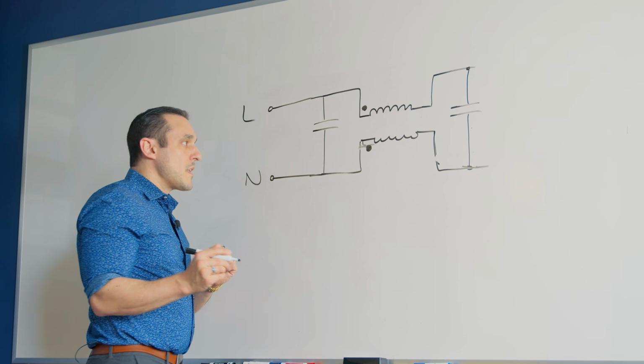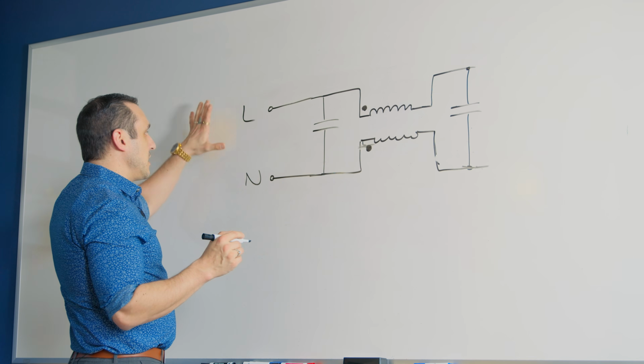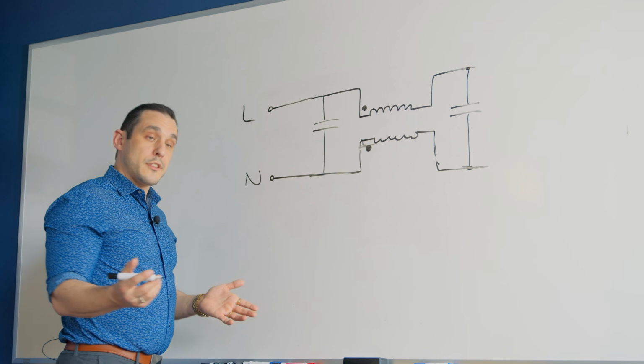Now, one thing that, of course, happens with AC power is that you're not just dealing with line and neutral, but you can also have an earth connection.